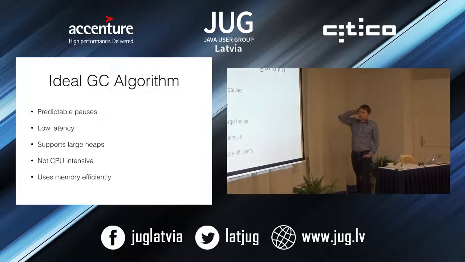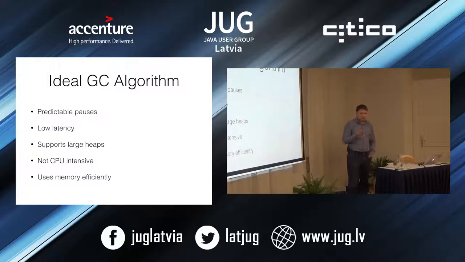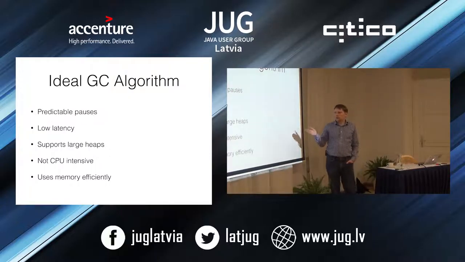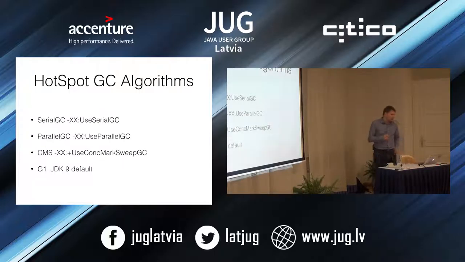Okay, so what would an ideal GC algorithm look like? It has to have predictable pauses, so it cannot say, oh wait, I'm collecting your garbage and not responding for 5 seconds. It has to have low latency, so we need to know when it is going to clean garbage, how frequently, and how long it would take. It should support large heaps. By large heaps, I mean, I don't know, 10 gigabytes and more. It should not be CPU intensive, and should use memory efficiently, not creating fragmentation. So that's an ideal GC algorithm.